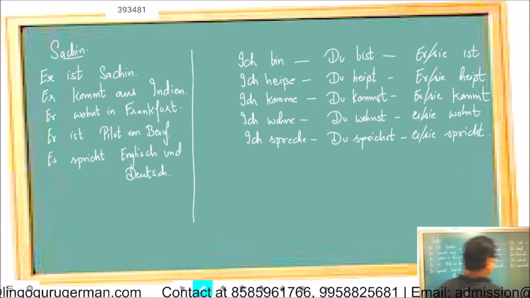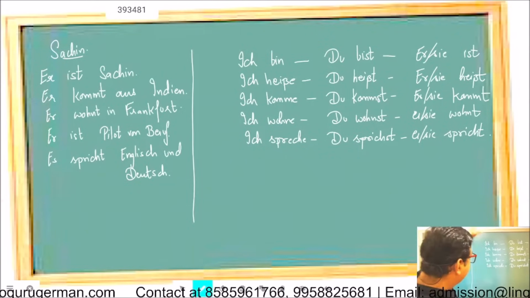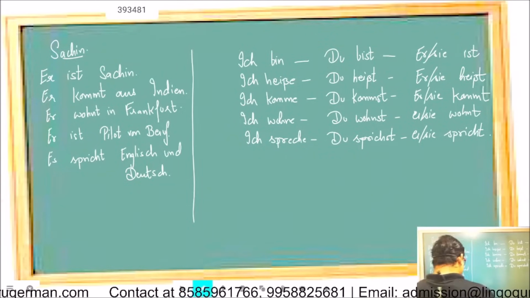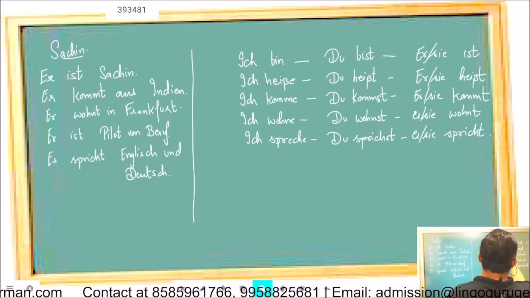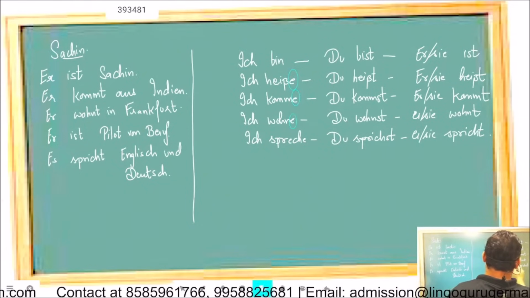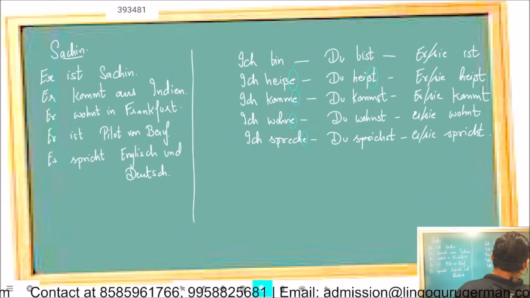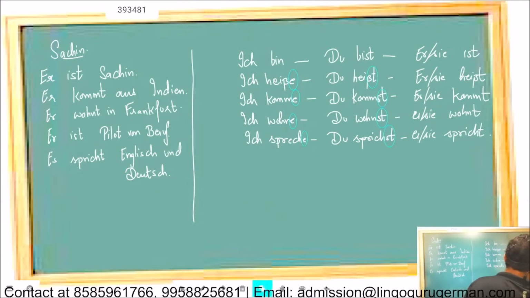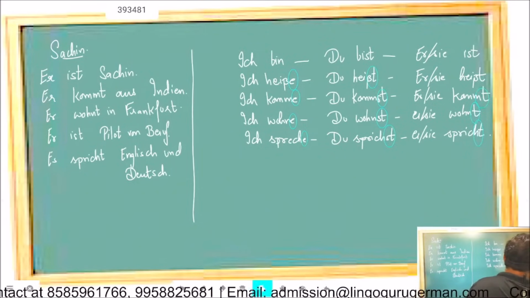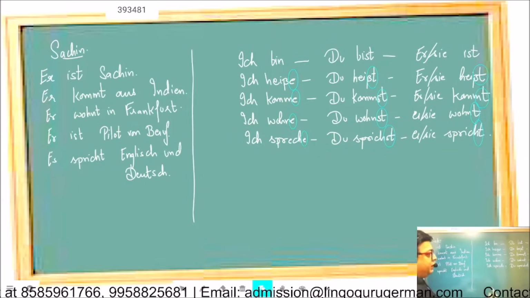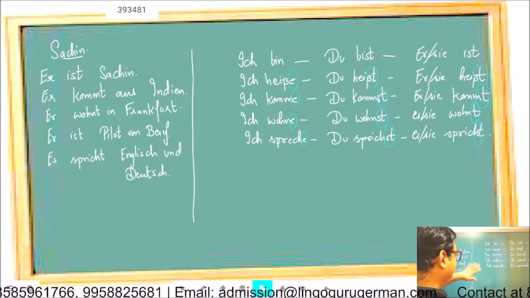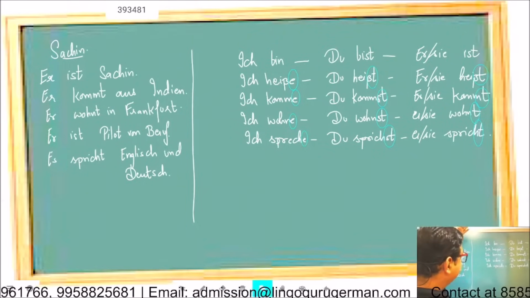So with ich, we only use this form of the verb, and if we pay attention, the ending I am using is e with every word. In du, we have st. In er, sie, es, we don't have anything, just t. We are going to learn this when we do the verb conjugation. But as of now, we just need to practice these verbs.